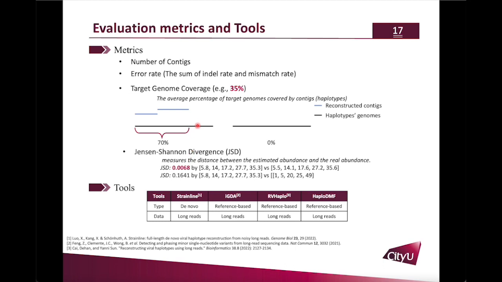Within these metrics, the target genome coverage is the average percentage of haplotype genomes being reconstructed. For example, there are two reconstructed contigs aligned to one of the haplotypes, and the percentage of the two haplotypes are 70% and 0%, so the value of this metric will be 35%. JSD evaluates the distance between the estimated abundance and the real abundance. A small JSD value means the estimation is accurate.